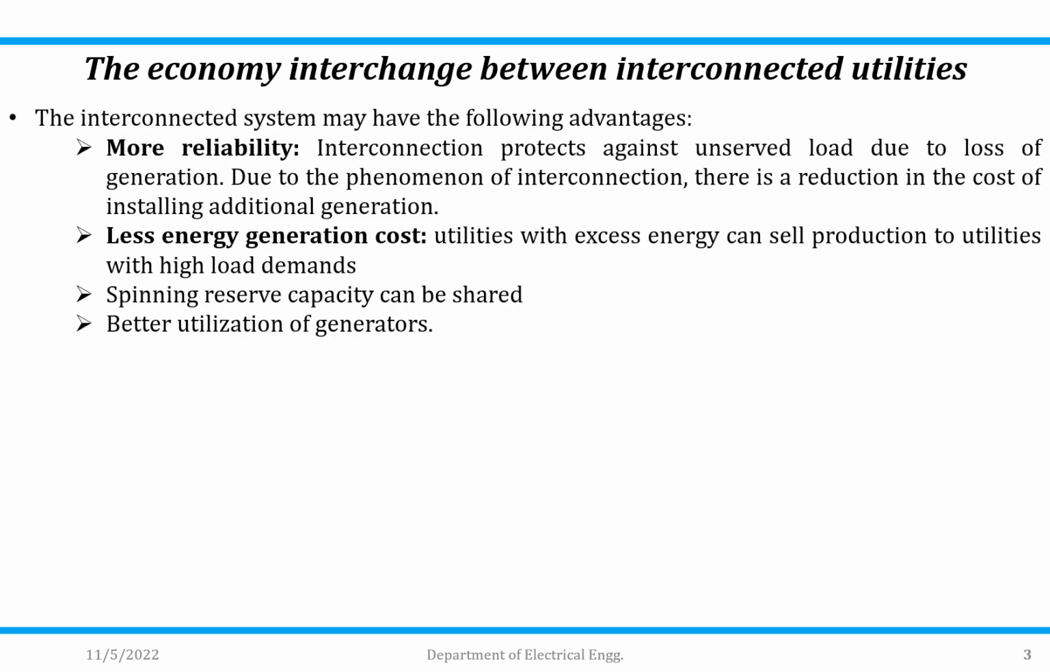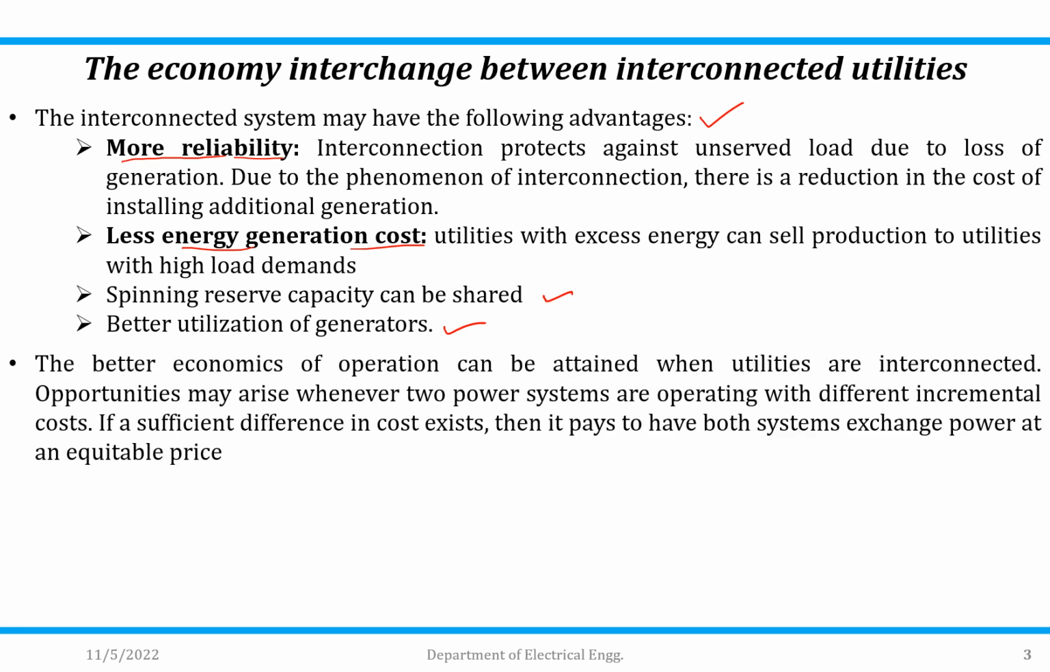Now these are the advantages which are listed here in short. What happens because of the interconnection of a system? We will get more reliability, less energy generation cost, spinning reserve capacity can be shared, and better utilization of the generators. I am not going into detail about these topics because we have seen this already. The better economics of operation can be attained when the utilities are interconnected.